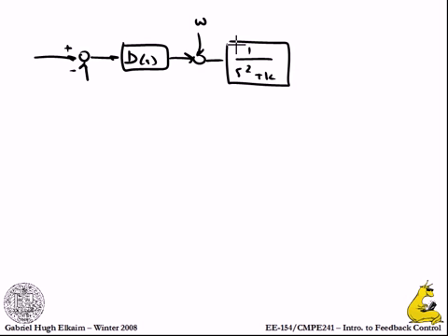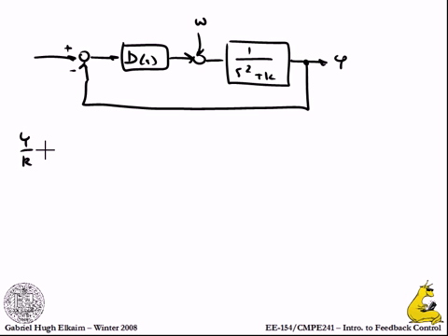I've got my reference input. I now have my compensator. I have my world disturbance pushes in. And I've got my 1 over s squared plus k, and I go out to y, and I have my feedback. Okay. So now if I want to do y over r, I want to know how well I track my reference.